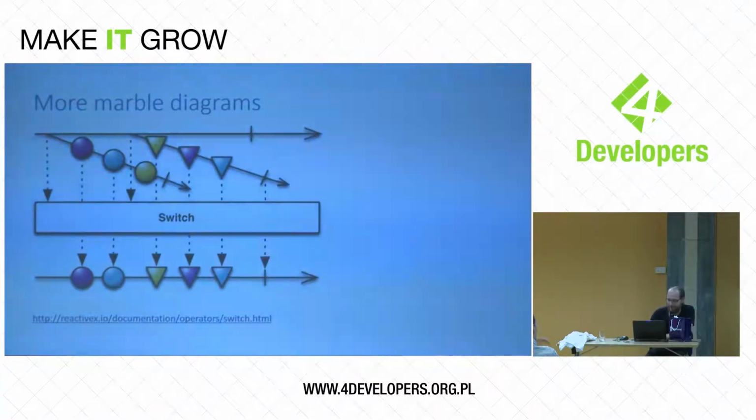Here's another marble diagram, and this one is a little bit more complicated, and it also introduces something called higher order observables. The top axis is an observable sequence of observable sequences. That's symbolized by this branching out. This one and this one are so-called inner observables. This one is the higher order observable, higher order because it emits lower order, or inner, observables.